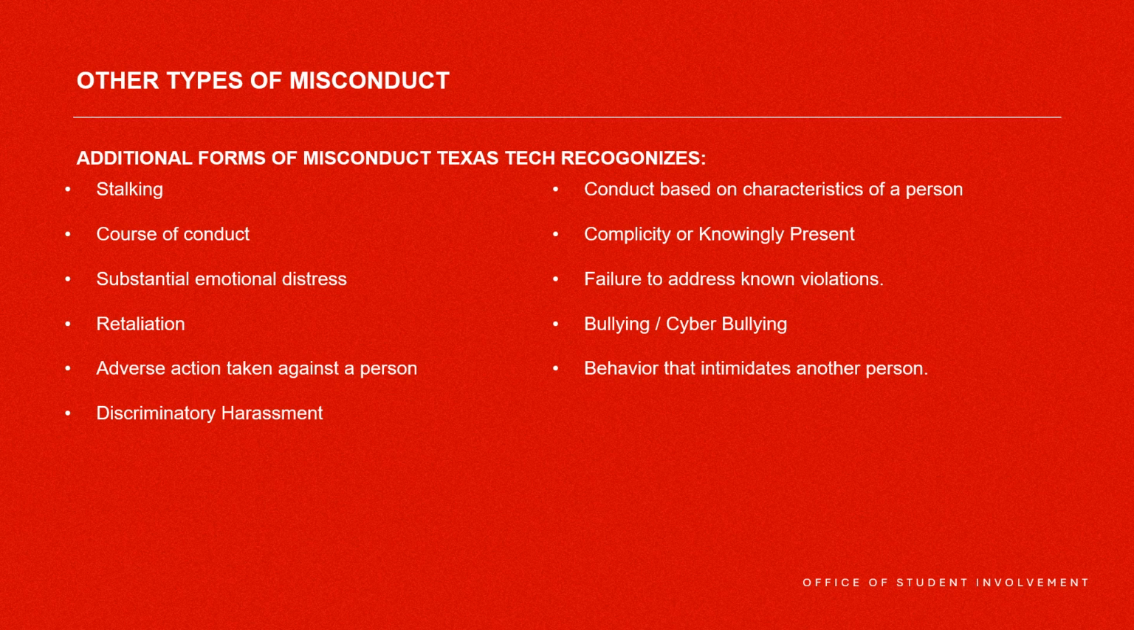Please know that Texas Tech University also recognizes these additional forms of misconduct. Stalking: a course of conduct directed at a specific person that would cause another person to fear for their safety or the safety of others, or would cause the person to suffer substantial emotional distress. A course of conduct means two or more acts where a person directly or indirectly, or through third parties, by any action or method follows, monitors, observes, surveils, threatens, or communicates to or about a person, or interferes with a person's property. Substantial emotional distress means significant mental suffering or anguish that may require medical or other professional treatment or counseling.